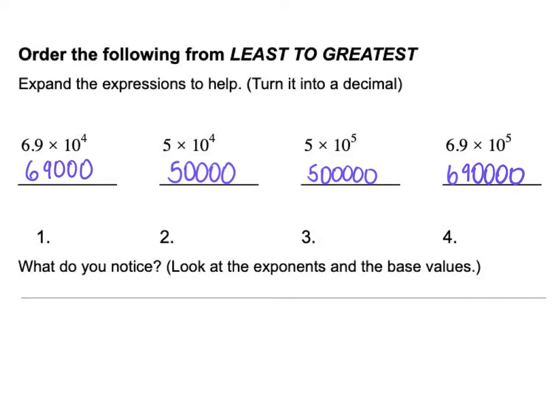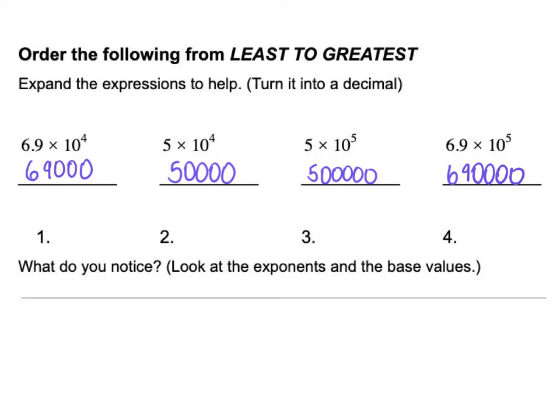Alright, so all of these have our first digit, and then whatever our exponent was, that's how many digits there were after. So 4th power, 4 digits. 5th power, 5 digits. So that's kind of our shortcut.